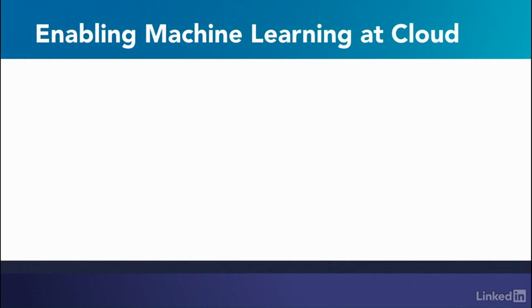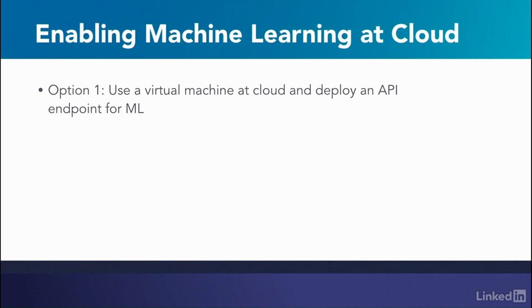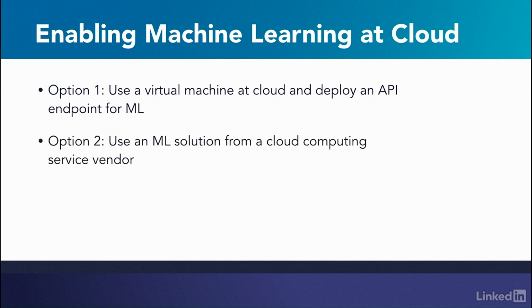We have 2 basic options on enabling machine learning at cloud. We can use the generic virtual machine running Linux or Windows at cloud, write our own machine learning service program based on a machine learning library such as OpenCV, and deploy the program into an API endpoint, ready for being consumed with the secure access mechanisms. This option provides some flexibility, and it can also be applied to machine learning services at edge. Or we can use a machine learning solution from the cloud computing service vendor where some integrated tools are usually provided out of the box, so we can just focus on the problem to be solved.